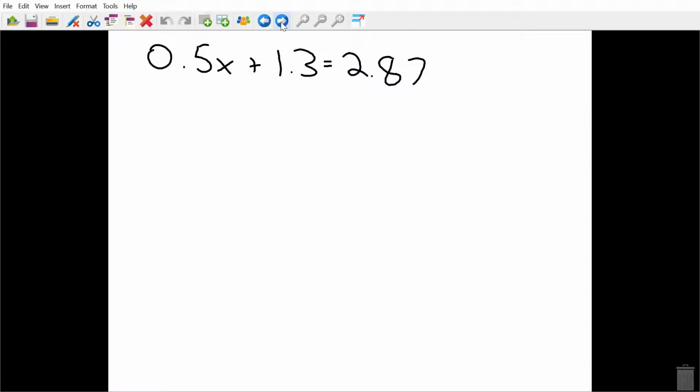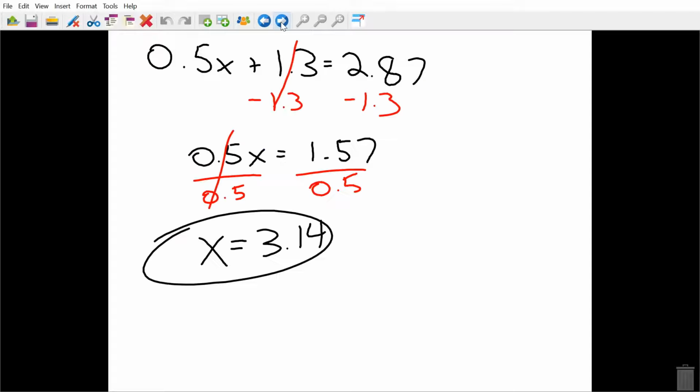0.5x plus 1.3 equals 2.87. Please pause and give it a try. And the answer is 3.14. The first step is to get rid of the 1.3 so you can isolate the x. It's plus 1.3, so you do the opposite, which would be minus 1.3 to both sides. Then simply divide by 0.5 and we're done.